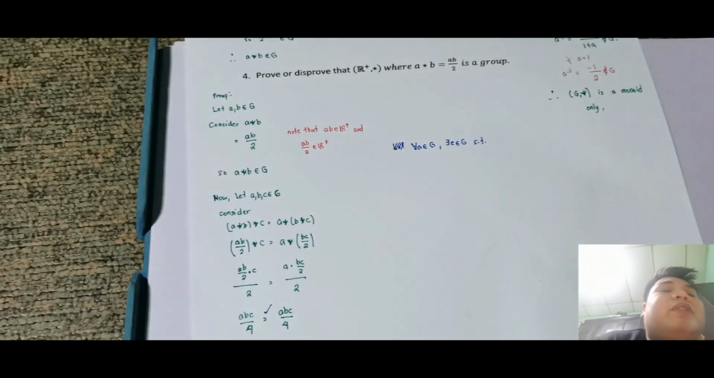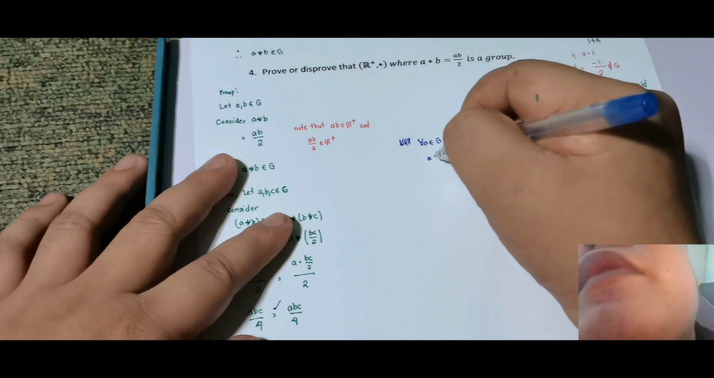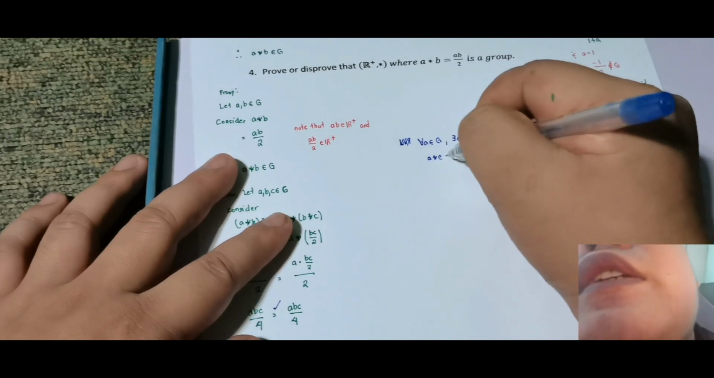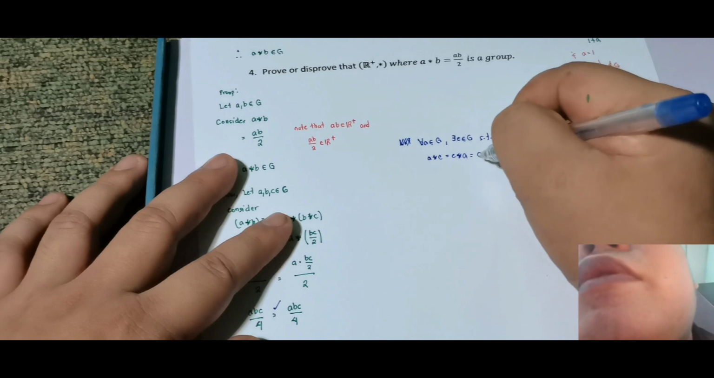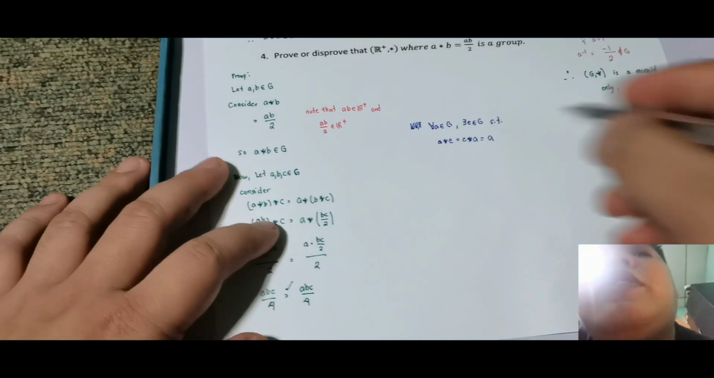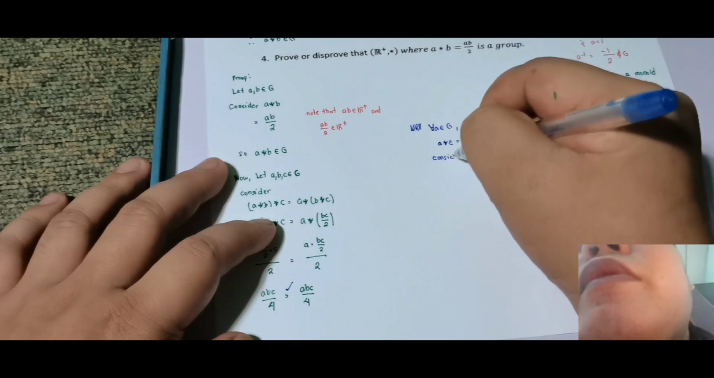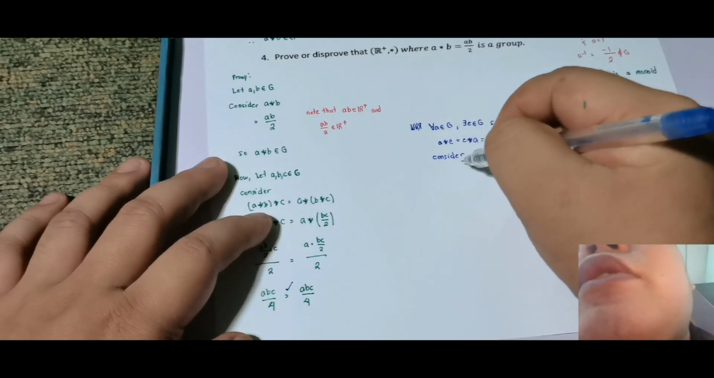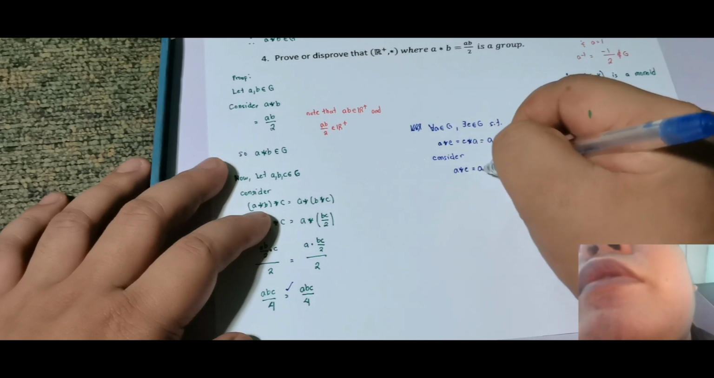Okay, so dito naman for all A element of G, there exists E element of G such that A asterisk E is equal to E asterisk A is equal to A. Okay, so consider lang natin yung isa dyan part. So consider, so pili tayo. So consider si A asterisk E is equal to A.